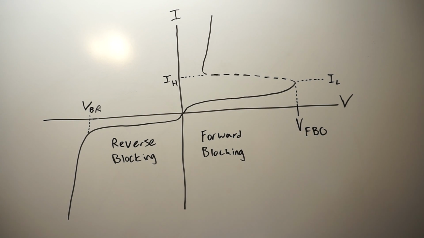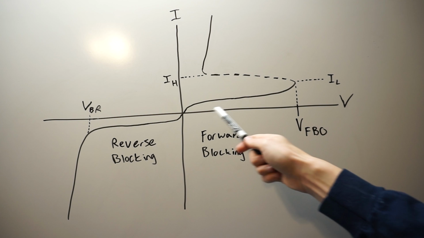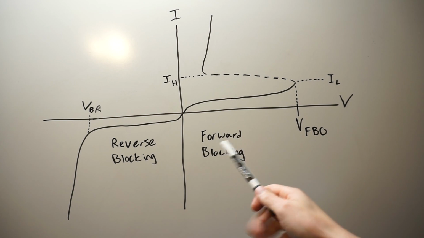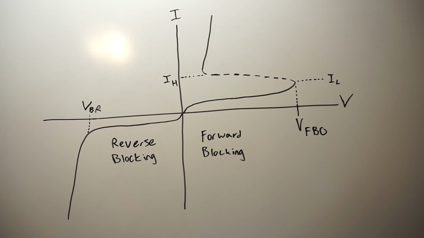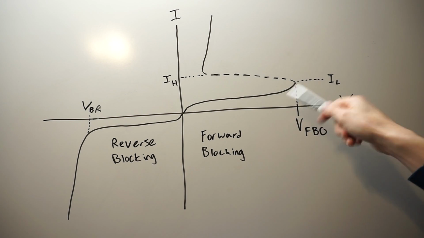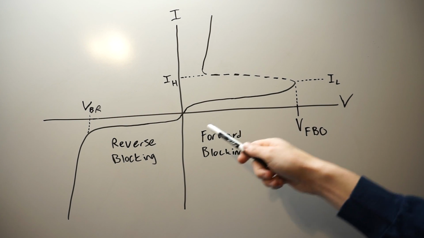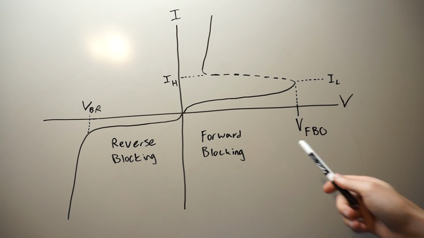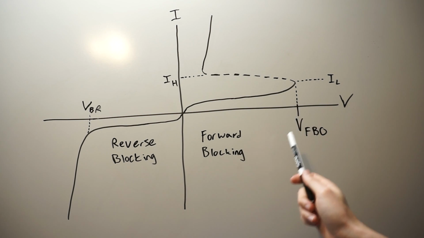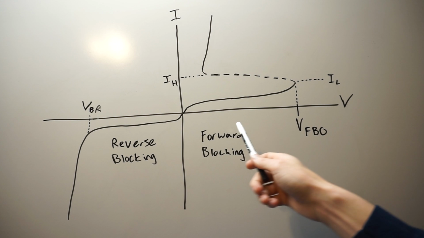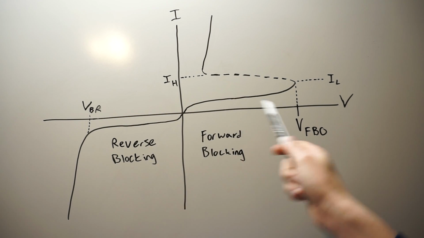Basically this thing can be enabled in two ways. You can enable it through the gate, which is the most common practice, or if it hits the forward breakover voltage, it will latch and turn on. But this is typically not used. When you're designing these, you don't really rely on the thing turning on from the forward breakover voltage. It can actually damage the component in some cases. They're not really designed for that. In a lot of data sheets, they say not to go near the forward breakover voltage in your design. So typically these things are turned on from the gate, not the forward breakover voltage.